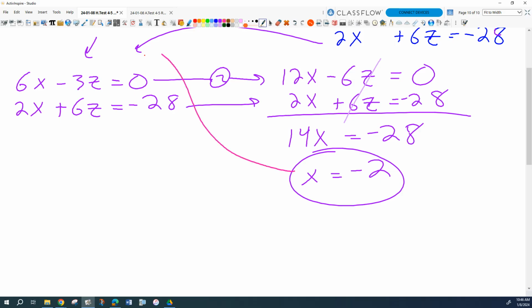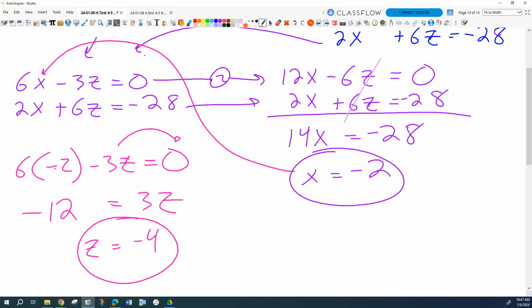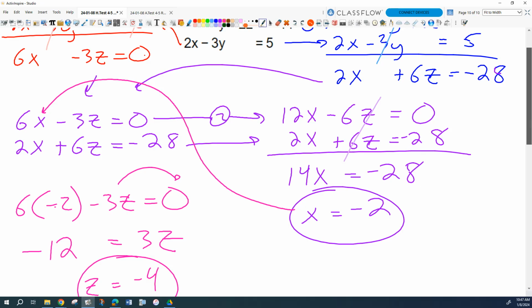So we plug that in right there. 6 times negative 2 minus 3z equals 0. So negative 12 equals 3z if I push that over to the other side. So z equals negative 4. And I know x and z, I've got to find y.